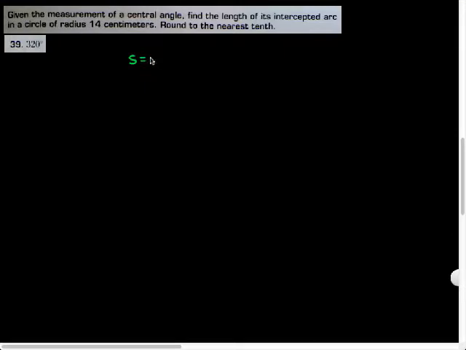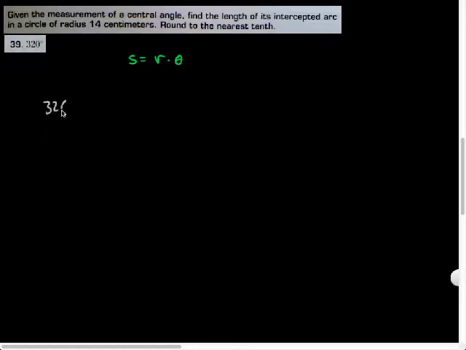S equals R theta. R times theta. The radius, which we've got there, multiplied by theta, but there's a problem with this theta here. This theta in the formula only works if we are measuring in radians. So my first step is I just have to convert my units.